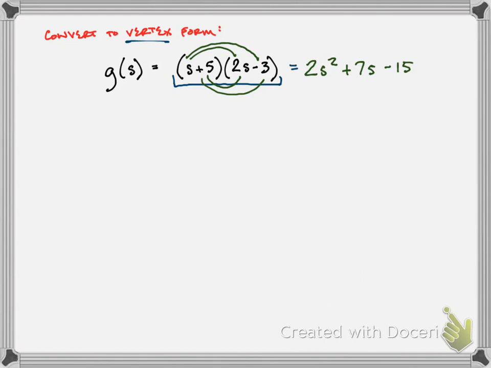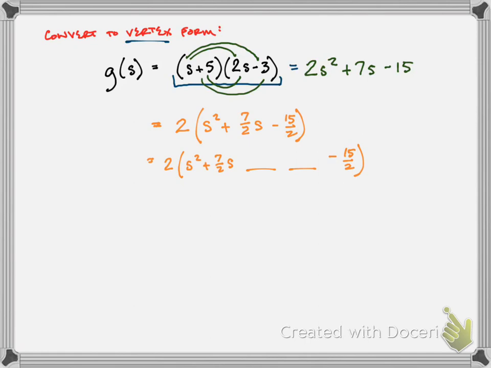Now, if I want to put this into vertex form, we will factor out a 2 as we did in the previous example. I am going to say equals because what we're about to do is equal. And we are left with s squared plus 7 over 2 s minus 15 over 2 initially. I'll rewrite 2 times s squared plus 7 over 2 s, blank blank, minus 15 over 2.